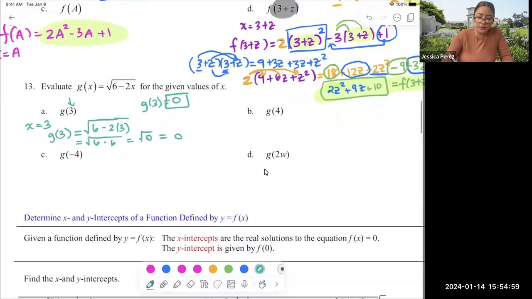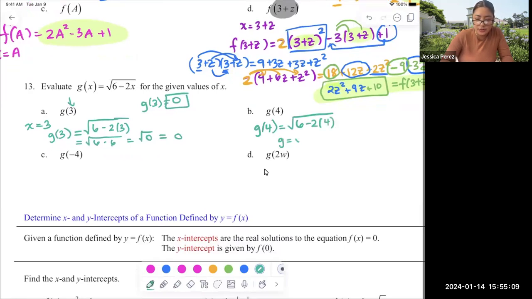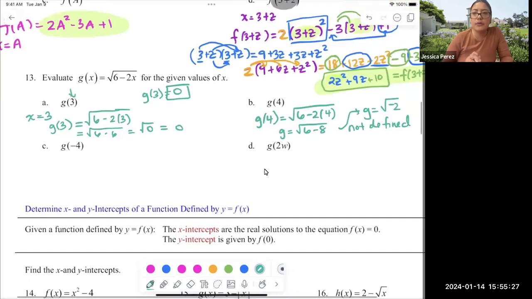Similarly, g of 4 is going to be equal to the square root of 6 minus 2 times 4. So that's g of 4 equal to the square root of 6 minus 8. So then you'll have g of 4 equal to the square root of negative 2, which is not defined. It wouldn't exist because you're not allowed to have a negative inside a root. So it would not be defined.